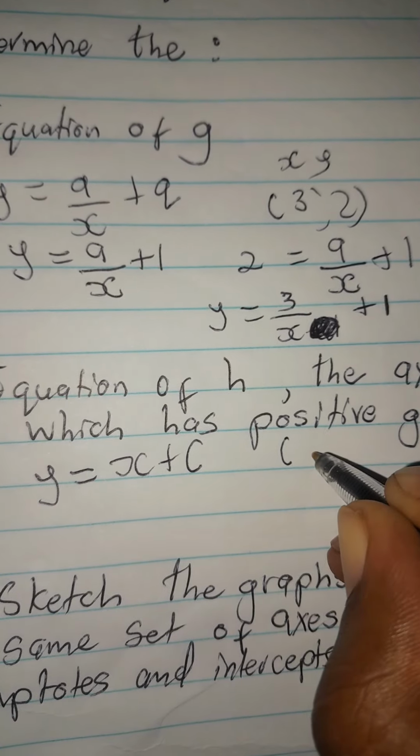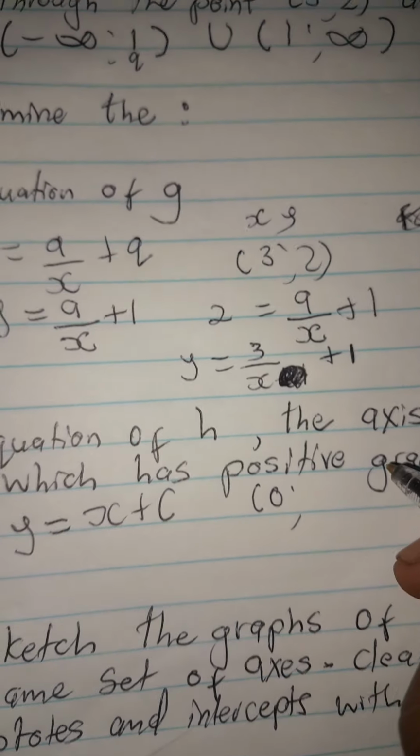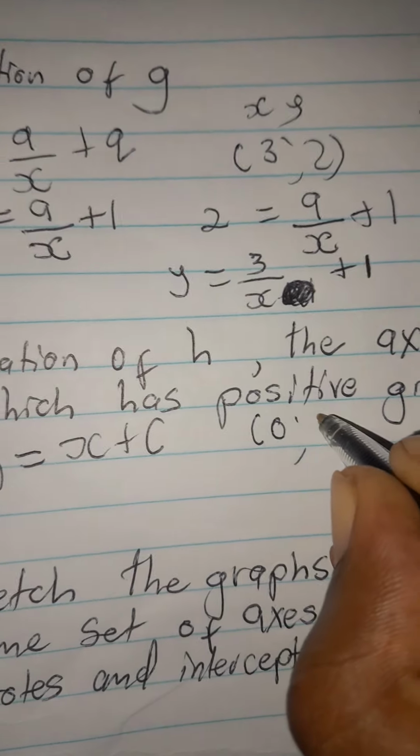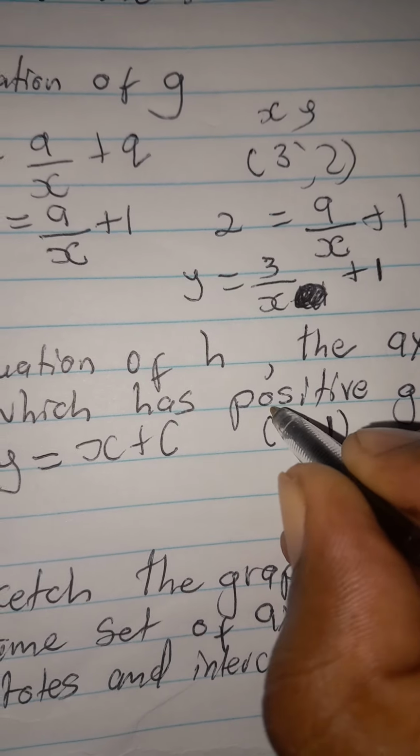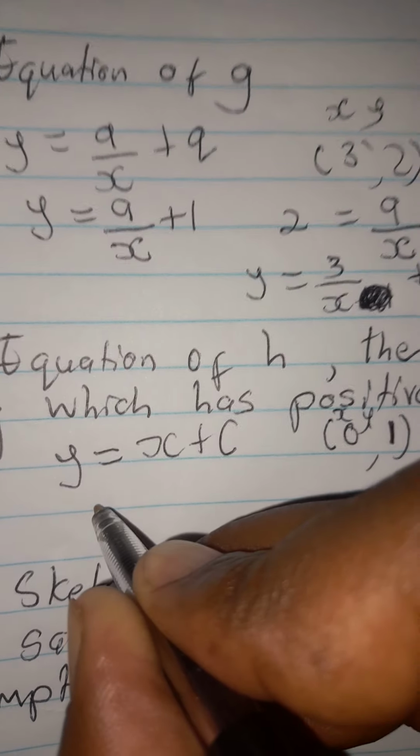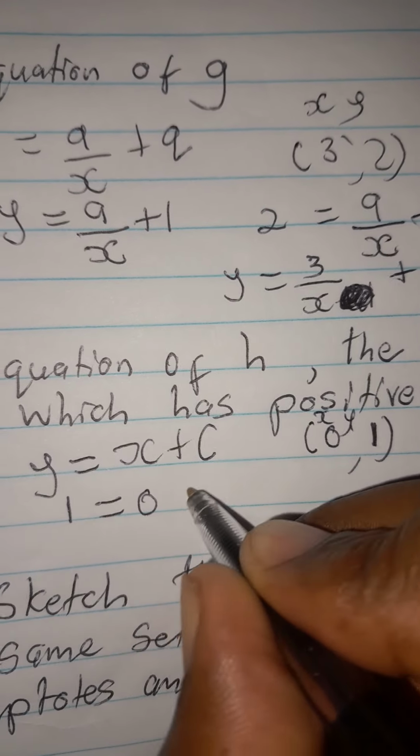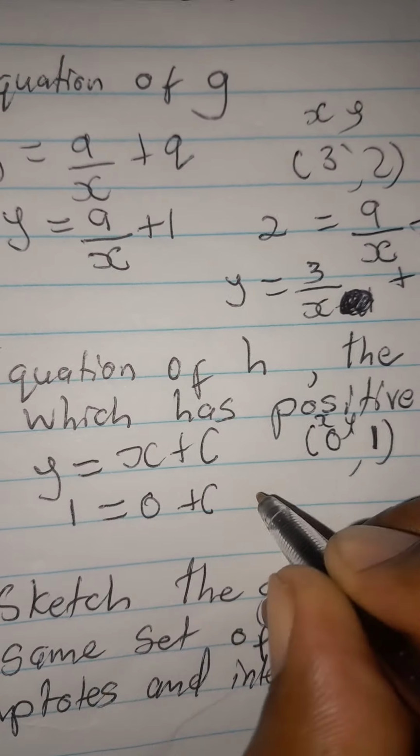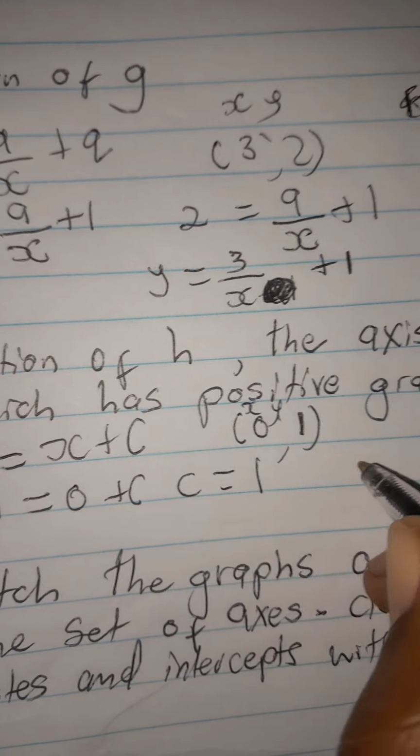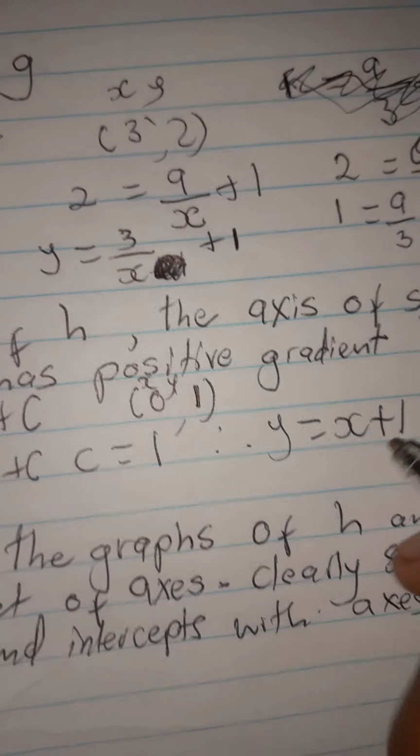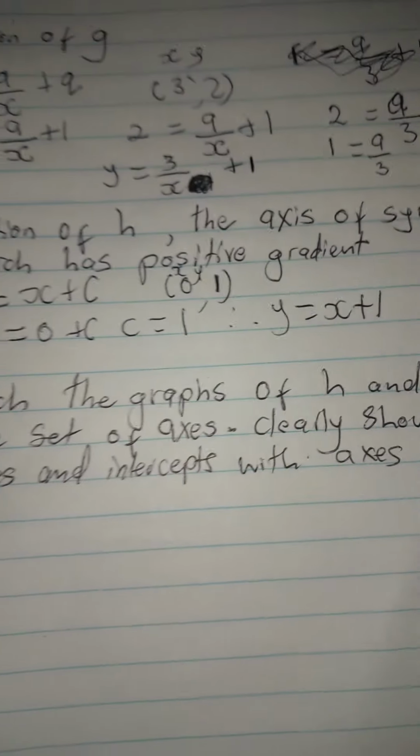Remember that your vertical asymptote is 0, and we were given that our horizontal asymptote is 1. So we're going to have x and y. You will then substitute where there's y, replaced by 1. Where there's x, you're going to replace by 0. So taking 0 to the other side will make c 1. So in this case, we are going to have y is equal to x plus 1. Right, we are not done.